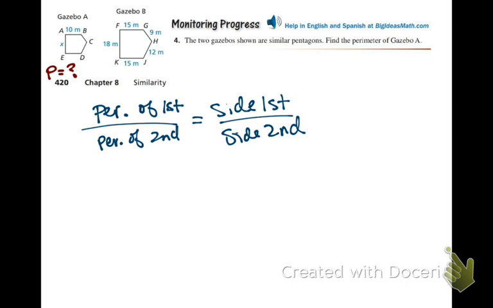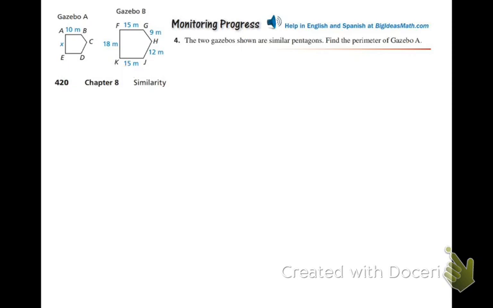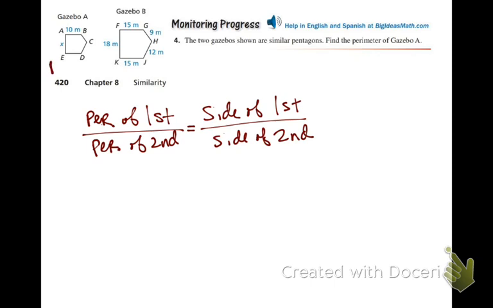So guess what? That's what we're going to end up looking for because that's what it says. Find the perimeter of gazebo A. Can we find the perimeter of gazebo B? Yes. Do it yourself. Go. You can do it on your paper. All right, so add up all the sides of the second gazebo. What does the perimeter? Meters.